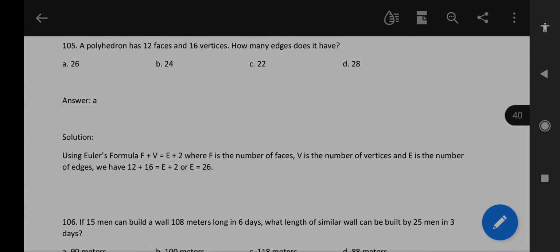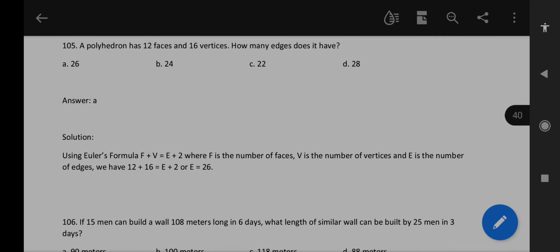Problem 105. Solid mensuration. A polyhedron has 12 faces and 16 vertices. How many edges does it have? So, pag nakita mo yung tanong na yan sa board exam, sagot daw dyan ay letter A. Pero, napakadali lang isolve nyan.